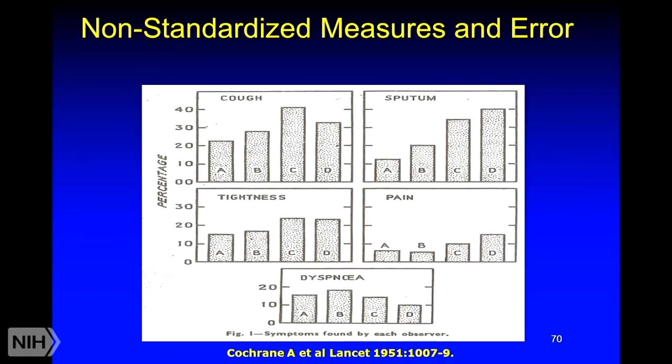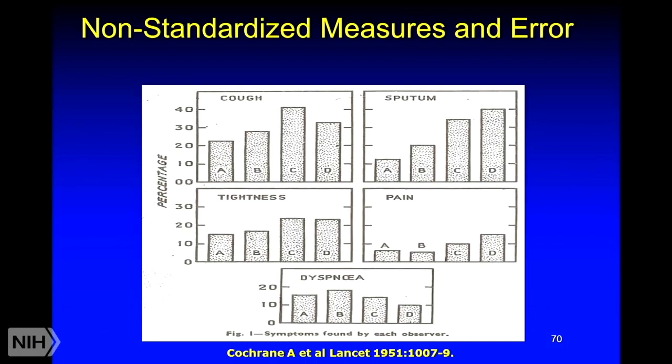So these are all the same coal miners. What we ought to see is the number of symptoms should be flat across A, B, C, D, right? Same people, should be the same amount of symptoms. Look at this variability, right? These docs got all sorts of different answers to the same patients about whether they had cough, sputum, dyspnea.